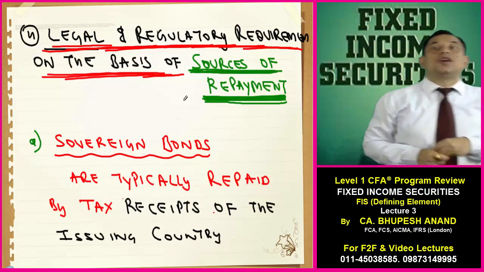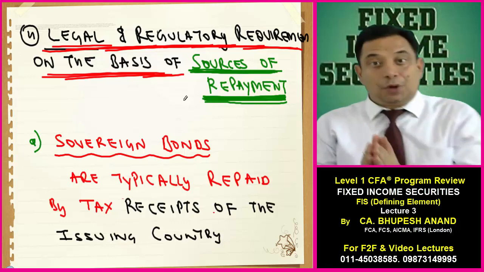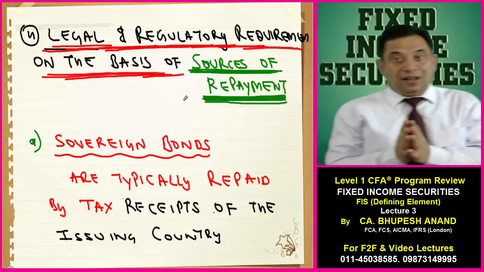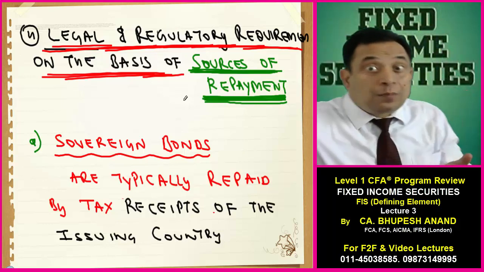So I am now moving to the next point, the third point: legal and regulatory requirements on the basis of source of repayment. What is the source of repayment? For that I will be dividing the bonds into three parts. First, whether these bonds are being issued by the government, named as sovereign bonds.